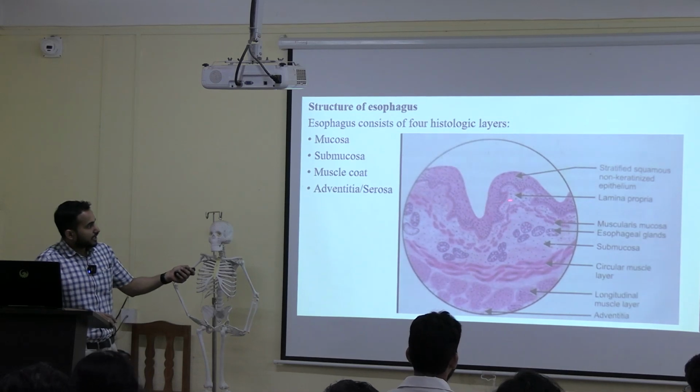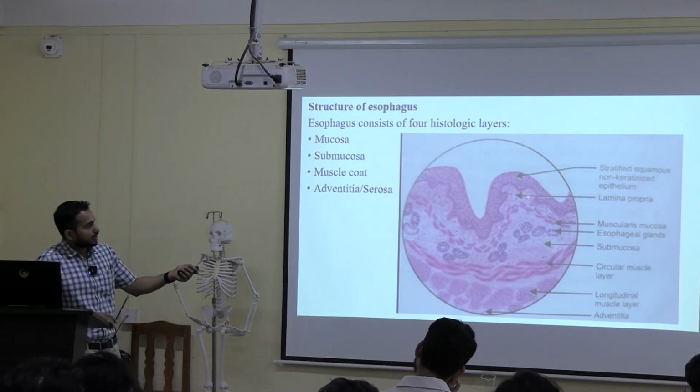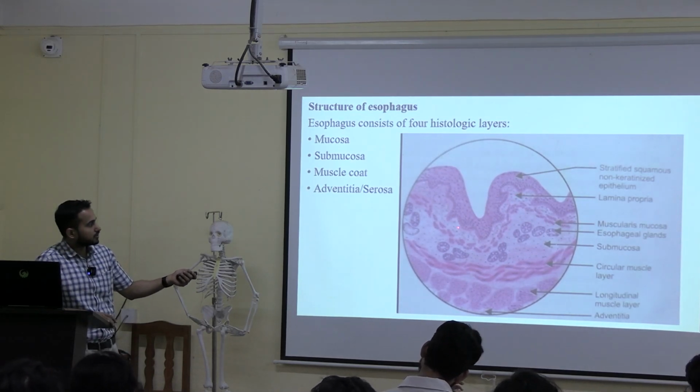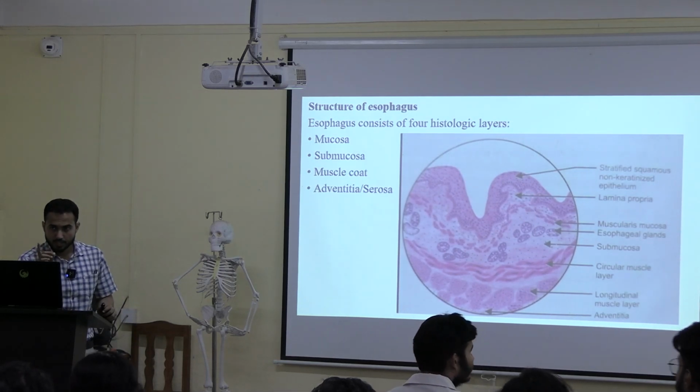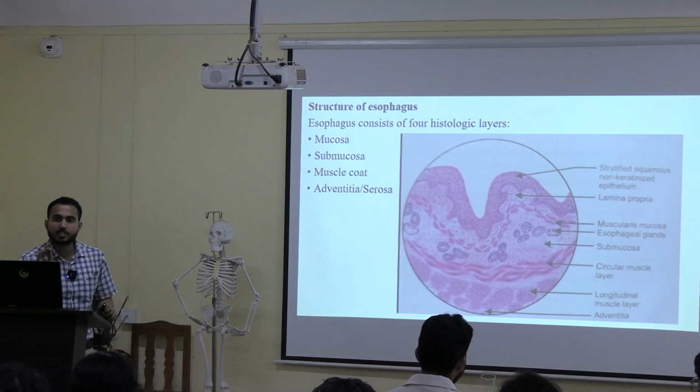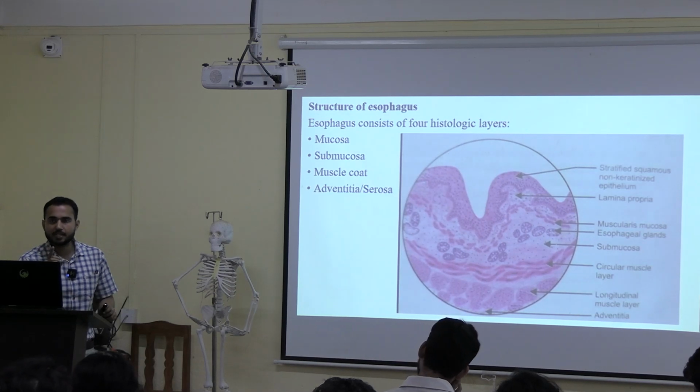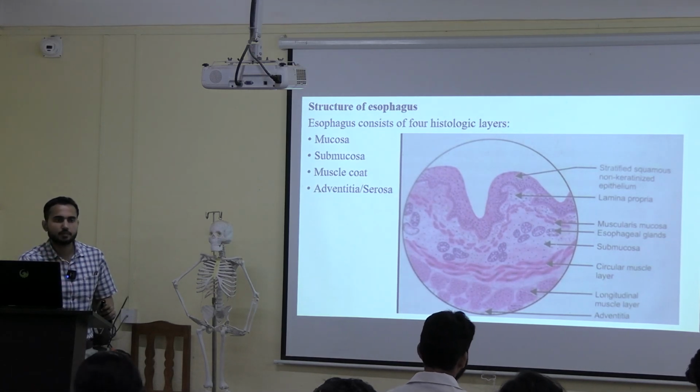Okay, next which layer is this? Lamina propria. Can you see the lamina propria? Yes, see this is the lamina propria. Now next to the lamina propria, muscularis mucosa is there. Now in case of the esophagus, the muscularis mucosa has only one layer and it is not well developed. Now can you tell me why it is not well developed?